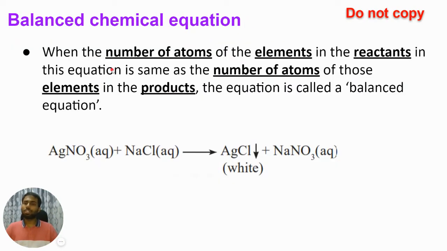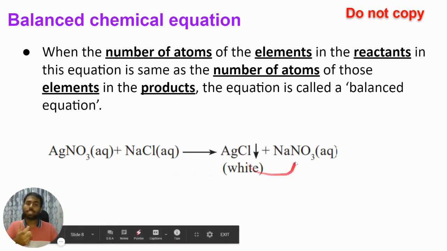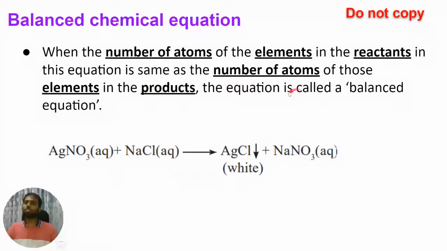So what will be the definition of balanced chemical equation? When the number of atoms of elements in reactants, okay, ये जो अलग अलग elements है उसके atoms, कितने atoms है, is same as the number of atoms of elements in products. Okay, so left side में या फिर reactants में जो elements के atoms है और right side में जो elements के atoms है वो दोनों equal होंगे. Then the equation is called a balanced equation. Okay, that's your definition of balanced chemical equation, and this is your example of balanced chemical equation.